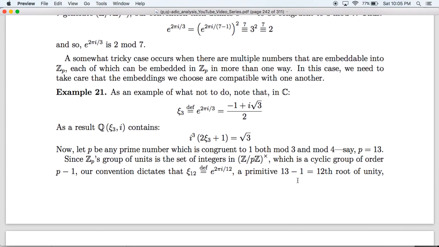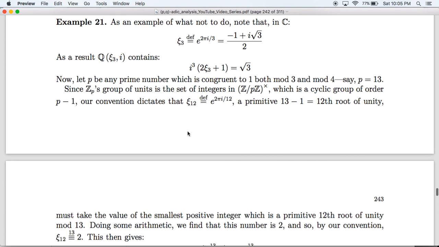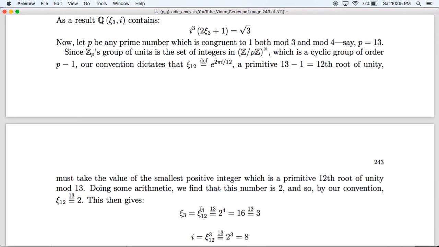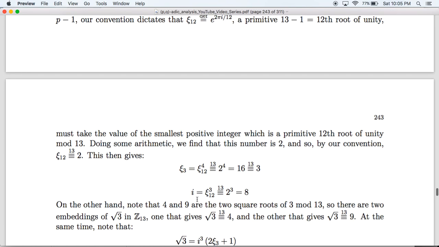So let's choose, for example, p equals 13. Then our convention dictates that ζ_12 is going to be the smallest value mod 13 which is a primitive 12th root of unity. Doing some arithmetic, we find that this number is 2. And so by our convention, ζ_12 is congruent to 2 mod 13. And so ζ_3 is ζ_12 to the 4th, which means it's congruent to 2 to the 4th mod 13, which is 3 mod 13. Then i is ζ_12 to the 3rd, which is congruent mod 13 to 8. On the other hand, note that 4 and 9 are the two square roots of 3 mod 13.